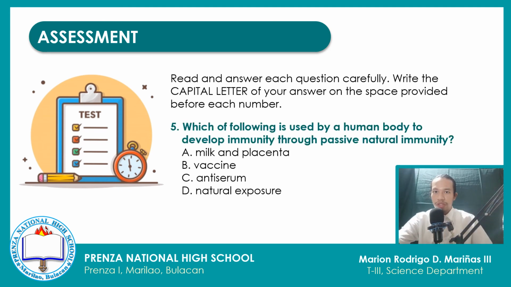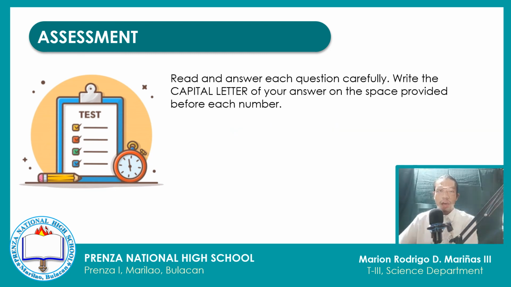Question number 5. Which of the following is used by a human body to develop immunity through passive natural immunity? The choices are A. Milk and placenta, B. Vaccine, C. Antiserum, and D. Natural exposure.